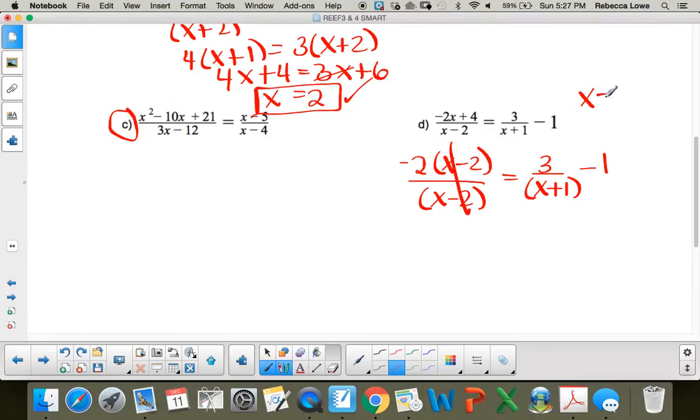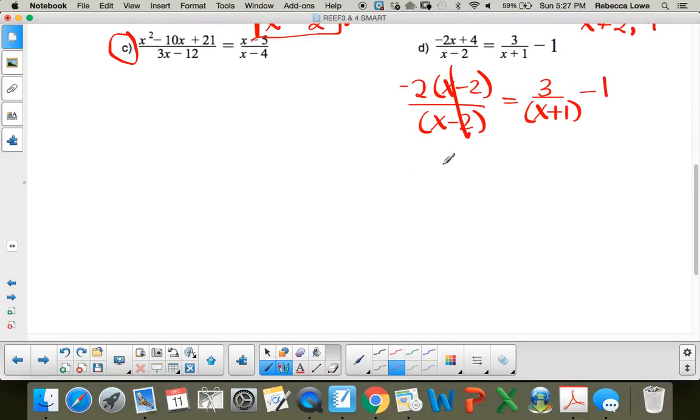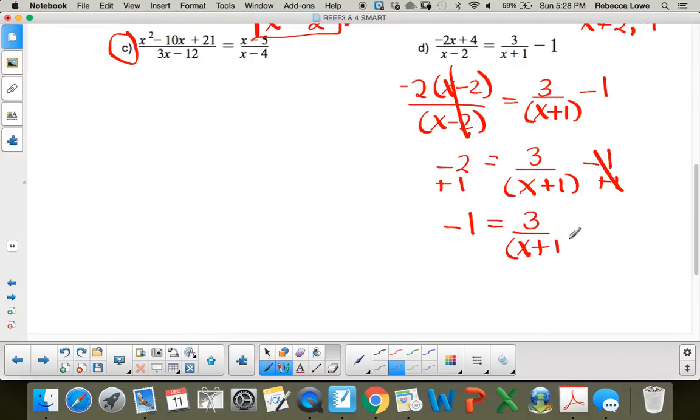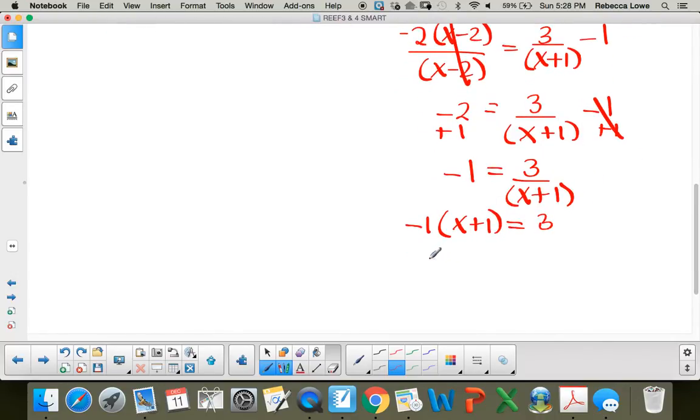That's going to go. But remember your restrictions, what values your denominator cannot be: your x values cannot be 2 and negative 1. So I am left with negative 2 equals 3 over x plus 1, minus 1. Well, I have a constant here and a constant here, so I'm just going to add 1 and get it over to the left side. Negative 1 equals 3 over x plus 1. Now I'm going to cross multiply, so I'm going to do negative 1 times x plus 1, and that's equal to 3. Distribute in, negative x minus 1 equals 3. I get negative x equals 4.